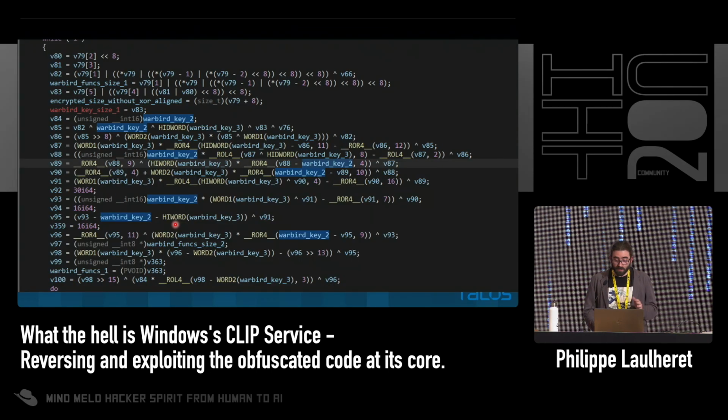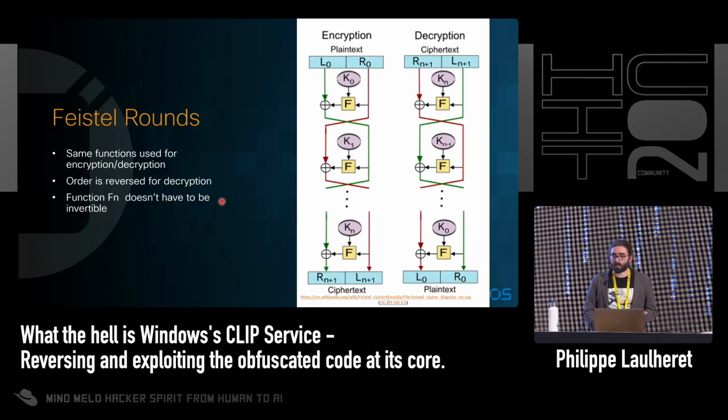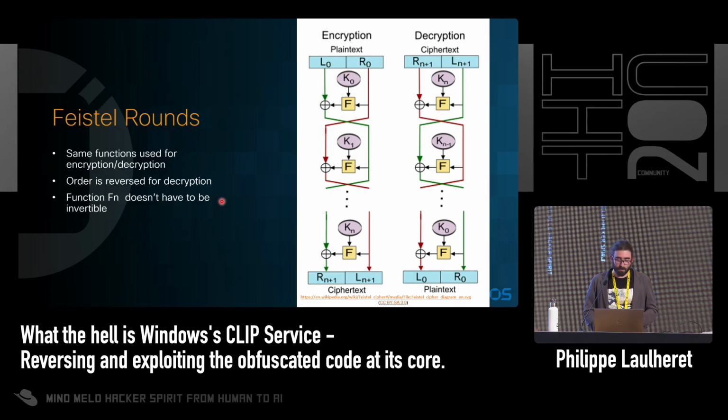But yeah, so that's really what it looks like, less cute than the rainbow bird. But this time we kind of have to deal with it. We cannot just quilling our way out. So what it is, it's basically called Feistel rounds or Feistel cipher.